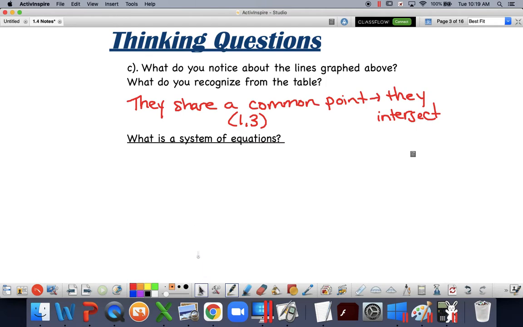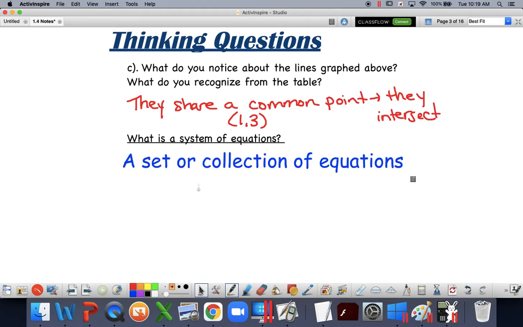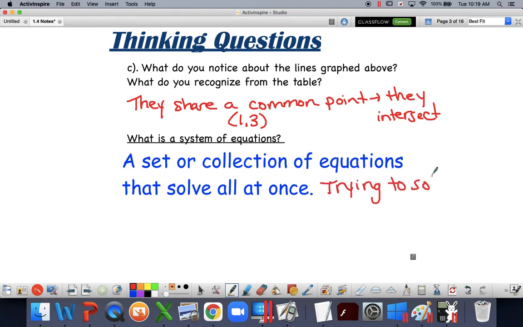So let's go ahead and realize that we're working on a new learning target, which is how to solve a system of equations by graphing. So let's define, what is a system of equations? It is a set or collection of equations that solve all at once. What we are trying to do is solve for the intersection point.